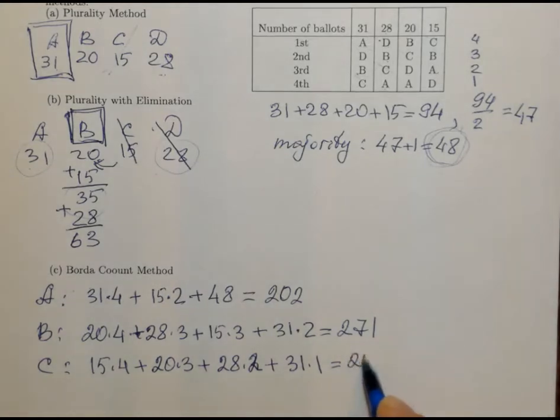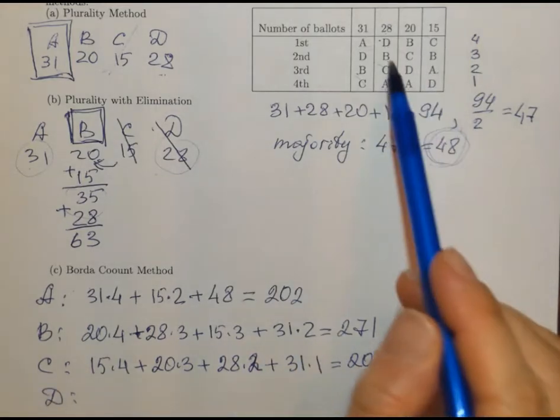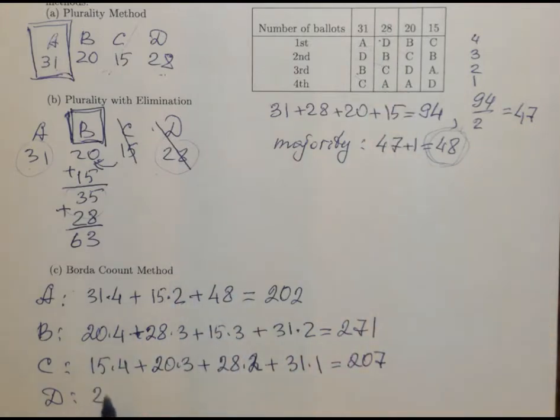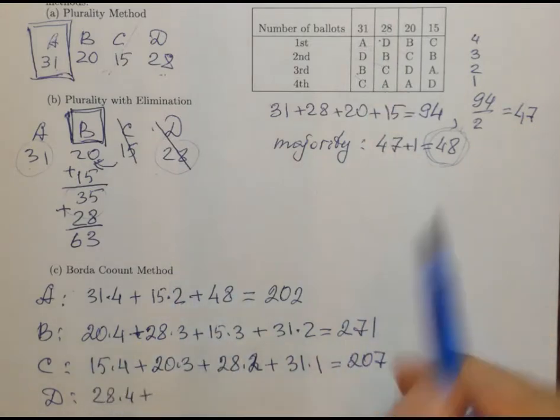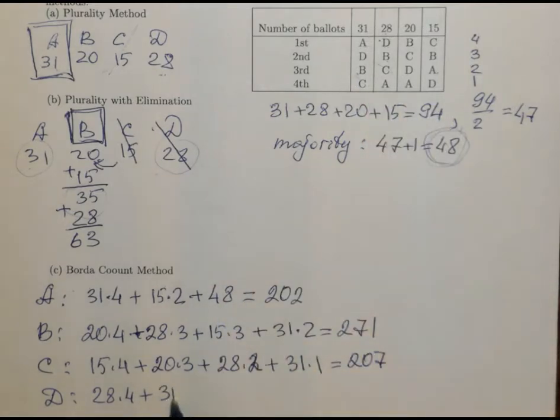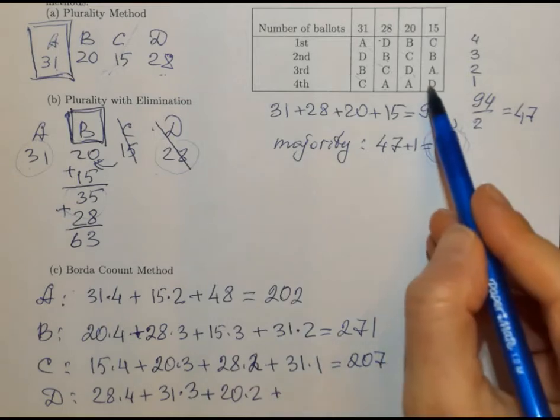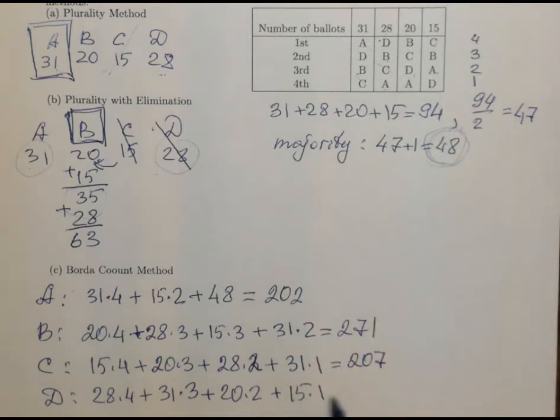And this equals 207. And the last candidate, D. So D has 28 first places, 28 times 4, plus 31 second places, 31 times 3, plus 20 times 2, and plus 15 times 1. And this is 260 points. The largest number is 271. So according to the Borda count method, the winner of the election is also B.